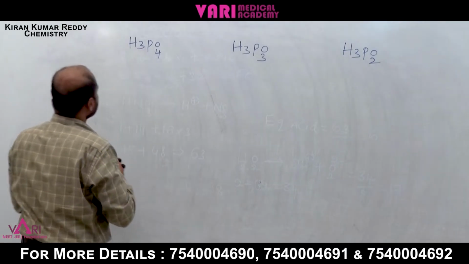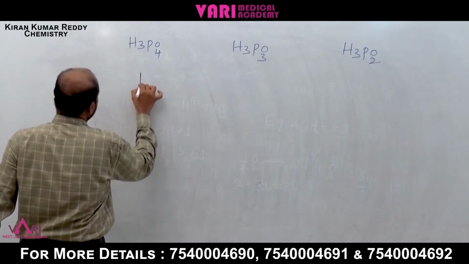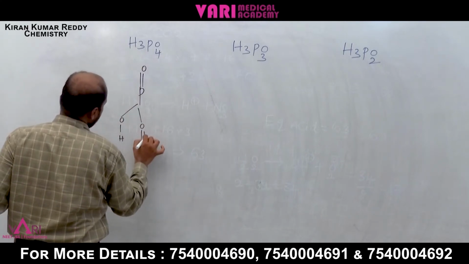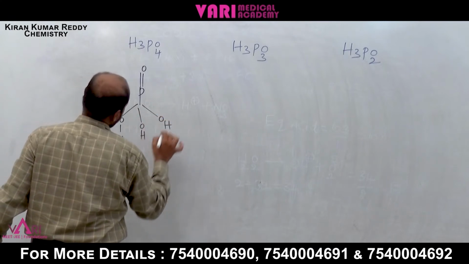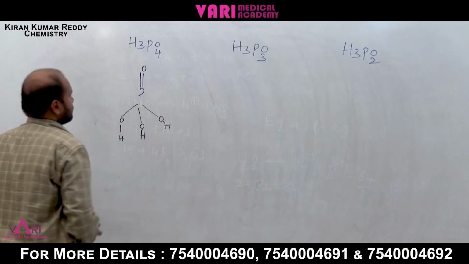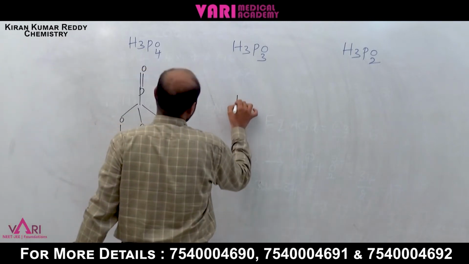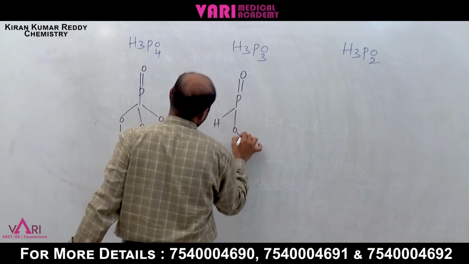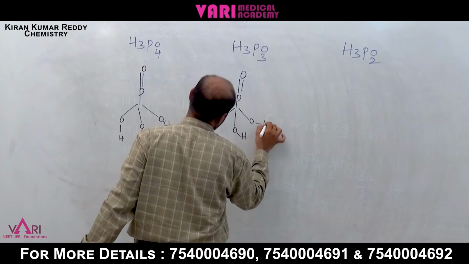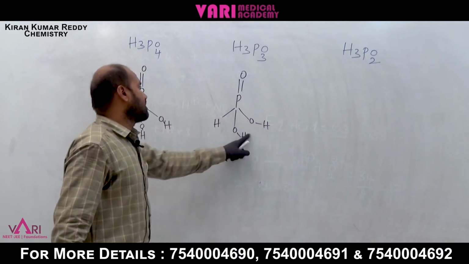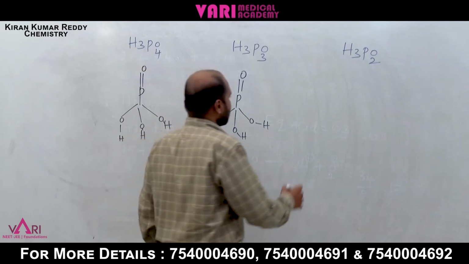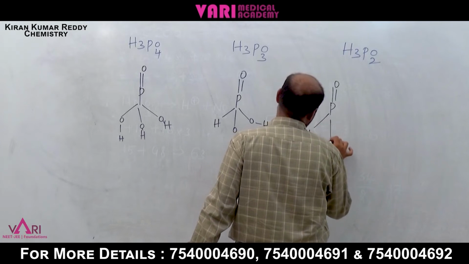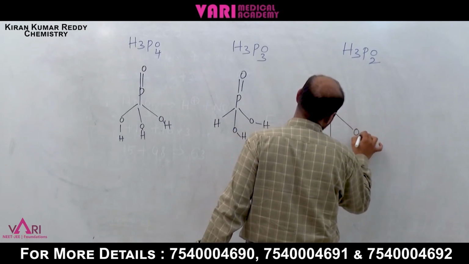Here I am writing the structure. Here is P double bond O, here is OH, here also OH, and here also OH. In the next one, P double bond O, here is one hydrogen, here is one OH, here also one OH. What is the formula? H3PO3. The next one is H3PO2: P double bond O, hydrogen, here also hydrogen, and here is OH.